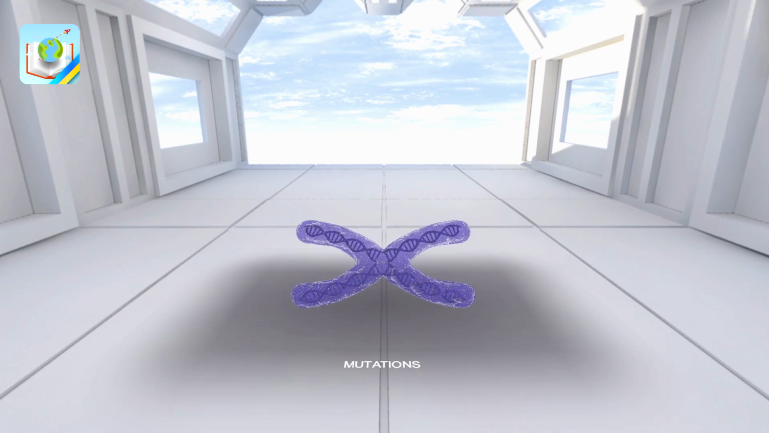There are different types of mutations. By level, they are divided as follows: genetic mutation, changes within one gene; chromosomal mutations, changes in the structure of chromosomes, recall their structure; and genome mutations, changes in the number of chromosomes.